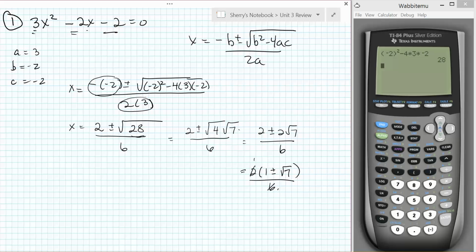That goes in there 1 time, that goes in there 3 times, and I come up with my best final solution of 1 plus square root of 7 over 3 and 1 minus square root of 7 over 3. And you can leave your answer in that form, and that would be great.